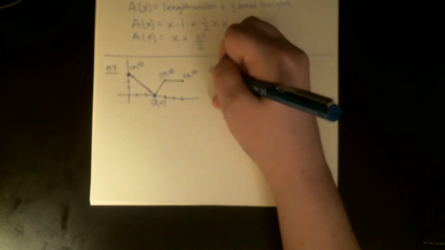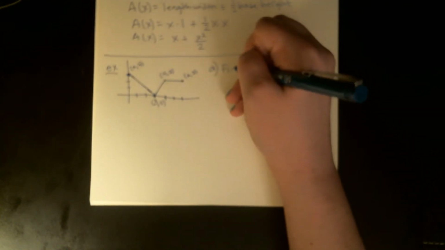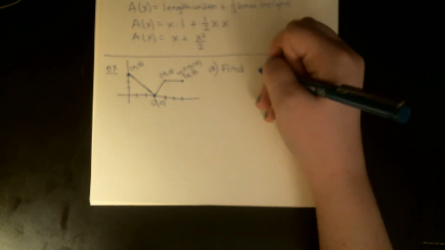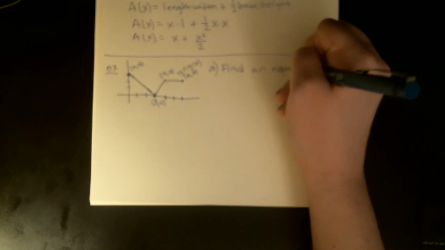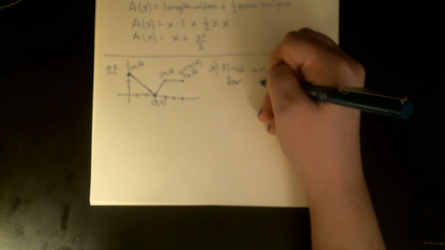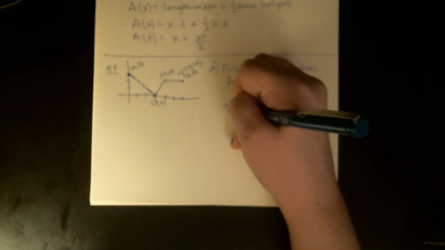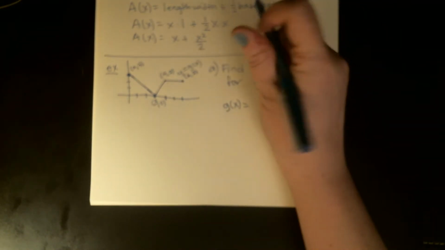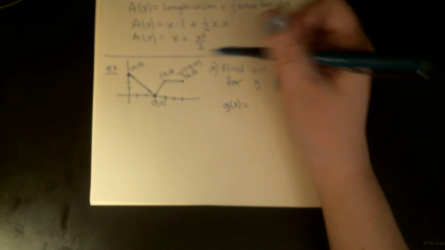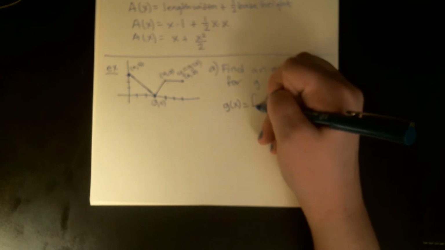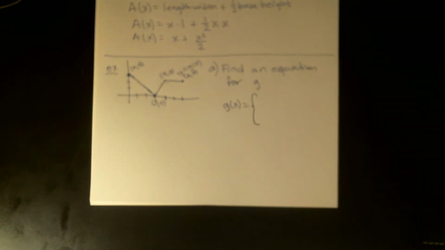And again, I'm going to do this in 2 parts. First, I want to find the equation. So let's call this y equals g of x. Okay, so first thing that makes this a little trickier is that g of x is definitely piecewise. It's made up of 1, 2, 3 different pieces. So let me give myself my brackets for my piecewise function.